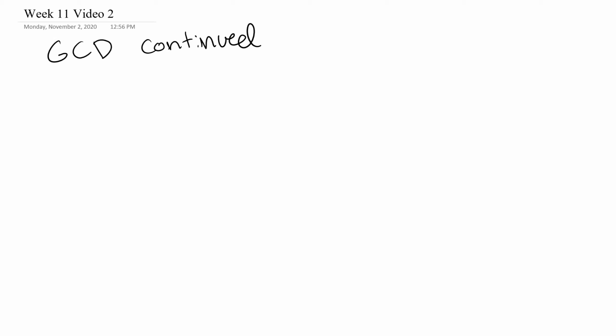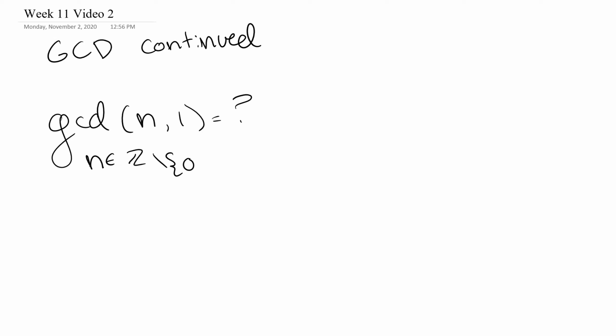Okay, so let's continue with our GCD conversation. So let's think about if we have GCD of n comma 1, what does that equal? Where n is a non-zero integer.